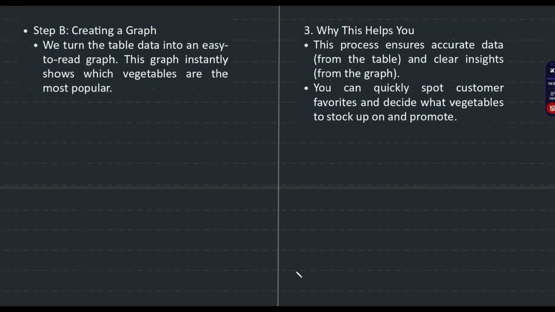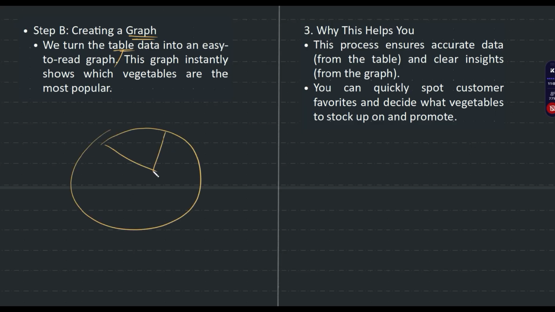This is a very simple example. Sometimes the table itself will not help because the numbers are too big for us to understand. So we will put them in graphical manner. We turn the table data into easy to read graphs. This is what big companies and government organizations do. The graph instantly shows which vegetables are most popular. It's much easier to discuss if you have a graph like this.